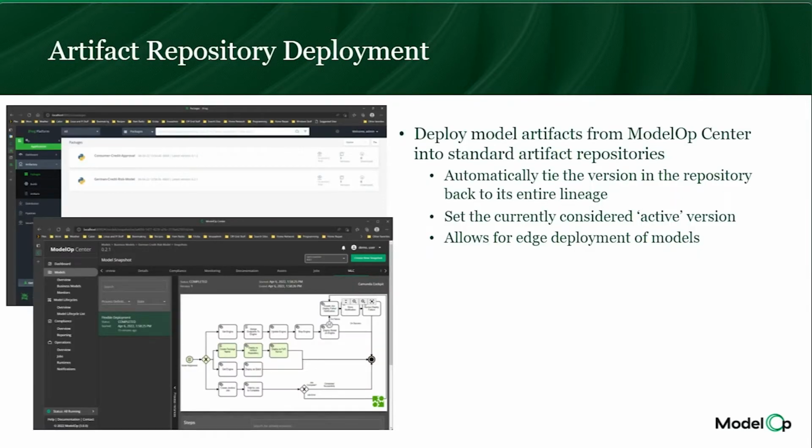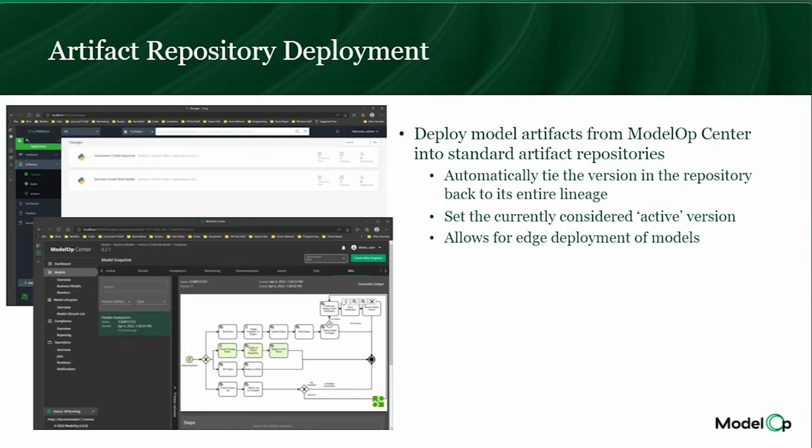Then another case that we see quite often, for several different reasons, is the idea of deploying the model artifacts into an artifact repository. There are multiple reasons you may want to do that. Obviously an artifact repository provides a great store for the versioned artifacts, so that you can always get back to a specific identified version if you want to roll back. But you can also set within ModelOps Center what's considered the current active version that should be used for things such as deployments or batch jobs.